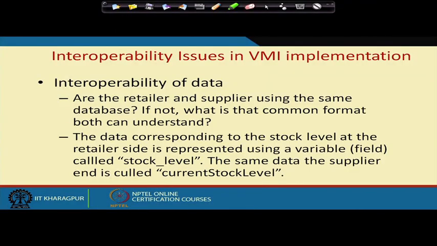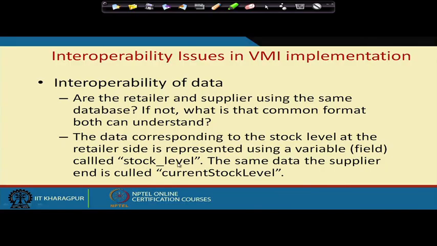When this name value pair is sent to the other end, because if you simply send the value without the name, it is meaningless. Simply sending 10, what does it indicate? It indicates nothing. It can be 10 mangoes, 10 trucks, it can be anything. So, a name has to be attached to the data. Now, the name attached by the retailer is stock level. At the receiver side, that is the supplier side, to indicate the same data, it uses the term current stock level.